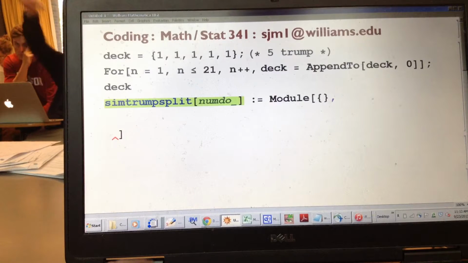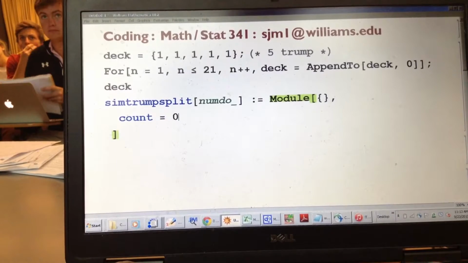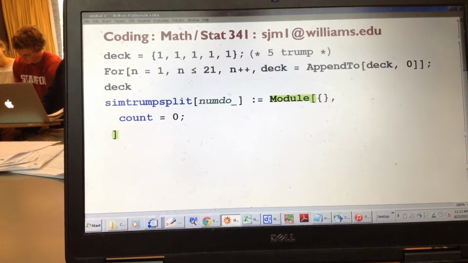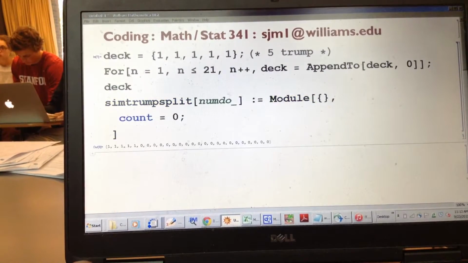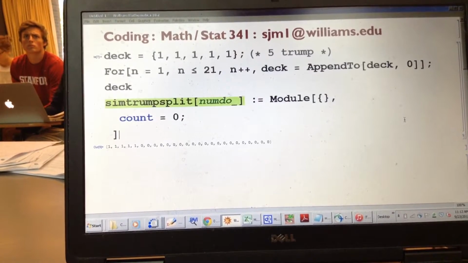And then what I'm going to do is I'm going to initialize count to be 0. I'm going to count how many times it happens. Okay? And then for n equals, oops, my computer sometimes jumps around where I type. So if you see that happening, let me know.